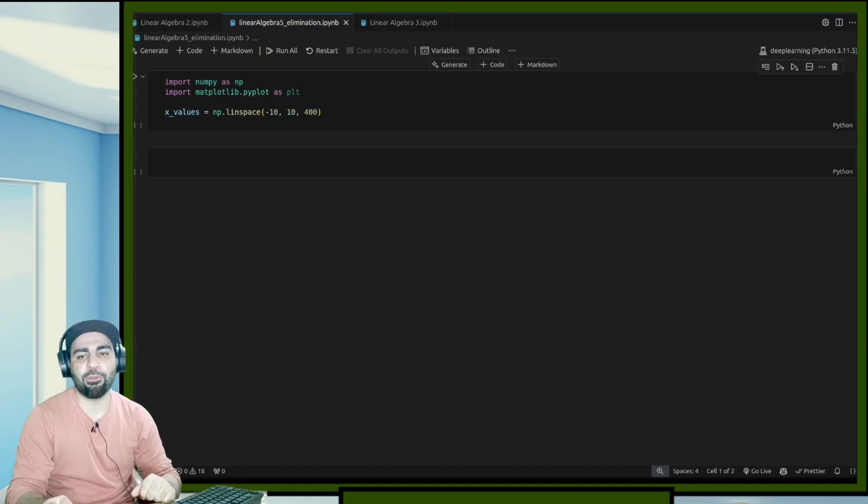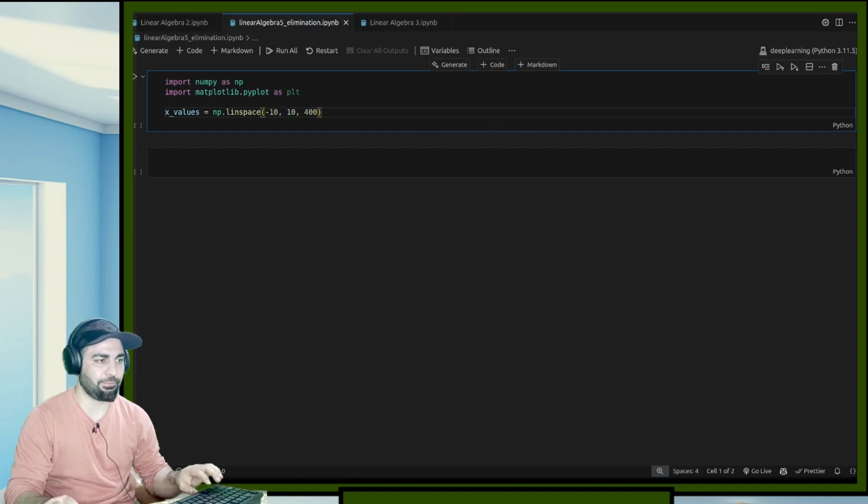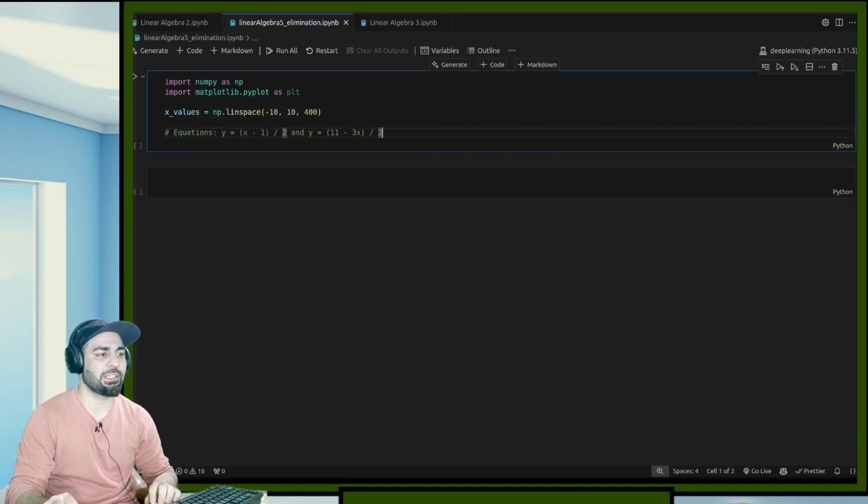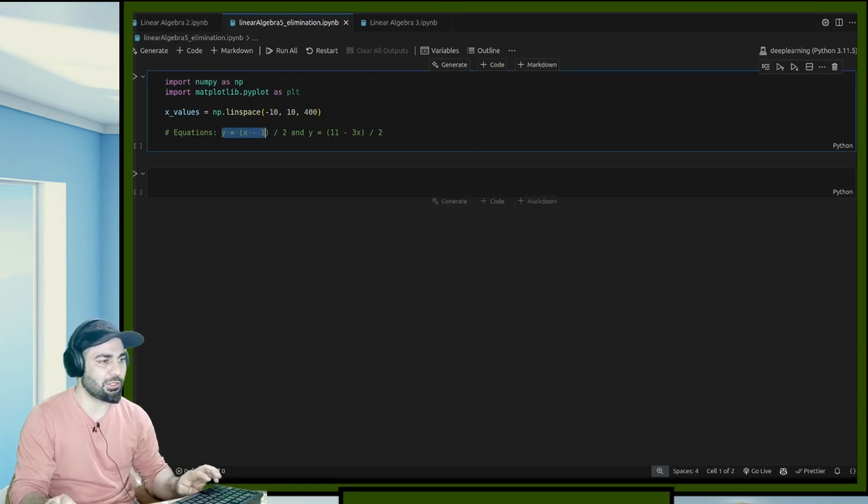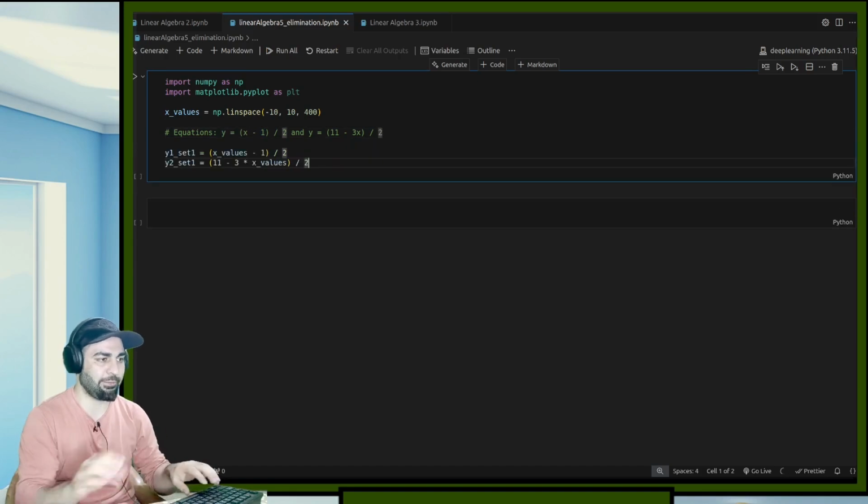Now if you see the equations first, I'll get the values of y like this. So y is equal to (x minus 1) by 2, and for the second equation y is equal to (11 minus 3x) by 2. If you just rearrange the terms, you will get the values of y corresponding to each equation. I wrote them over here. So I'll say y set 1 and y set 2. I'll just code them now. This is just commented out, so I'll again paste the same thing.